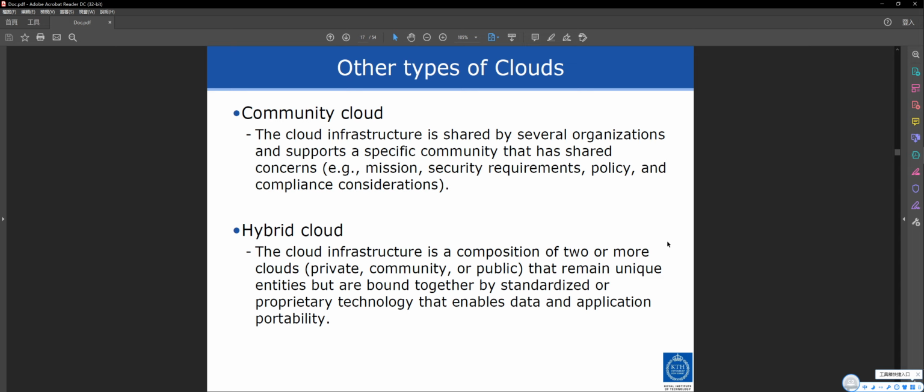Hybrid cloud. The cloud infrastructure is a composition of 2 or more clouds, private, community, or public, that remain unique entities but are bound together by standardized or proprietary technology that enables data and application portability.